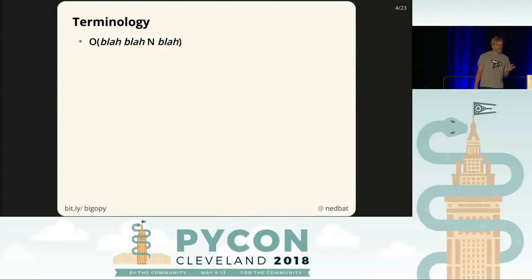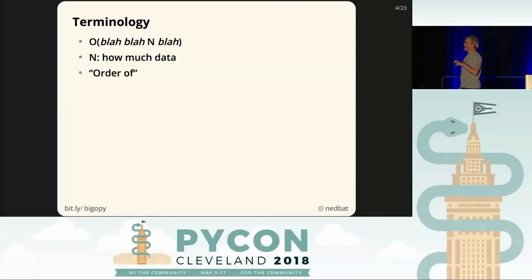So let's get some terminology out of the way. This is called the Big O notation. The way it's written is a capital O and a parenthesis, and then a bunch of stuff with an N in it and a closed parenthesis. OK? I told you it was simple. The N is meant to stand in for how much data you have. And the O stands for order of. The idea is that we're talking about how the running time of your code grows on the same order of some mathematical expression of N.